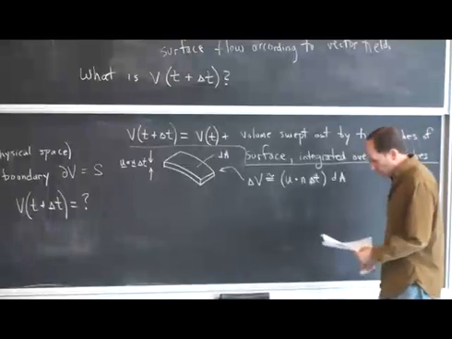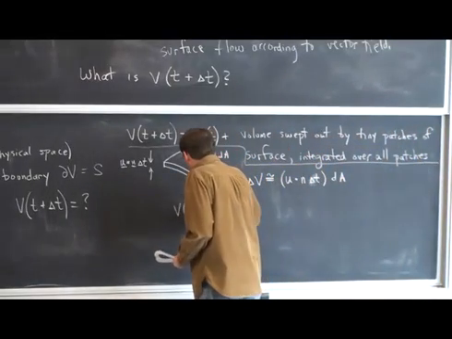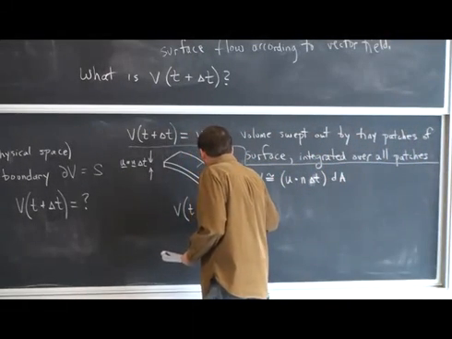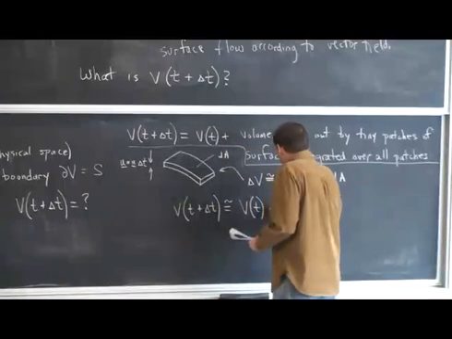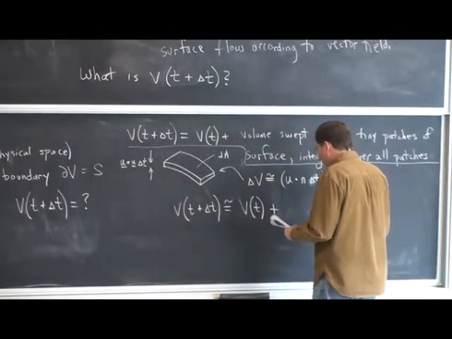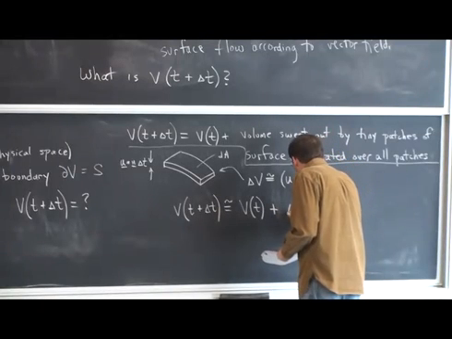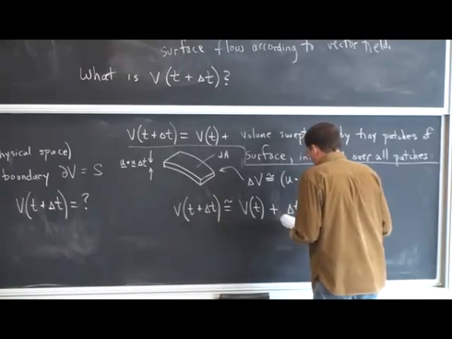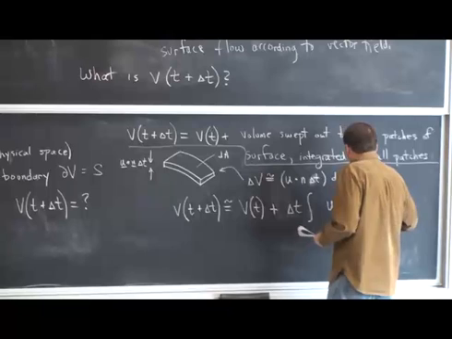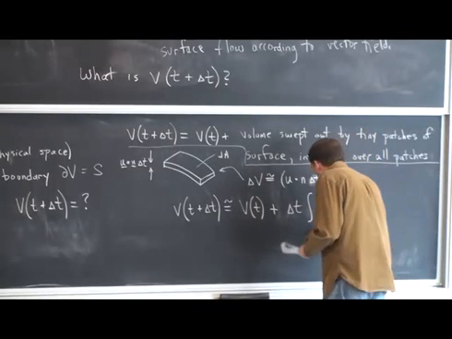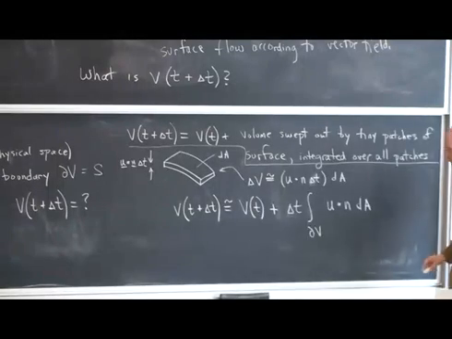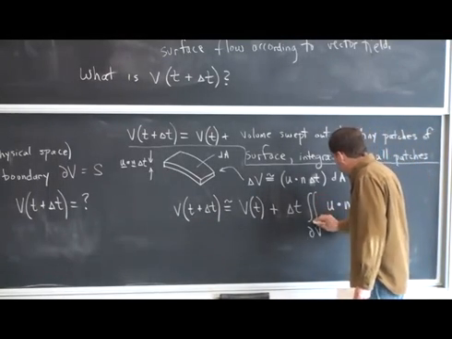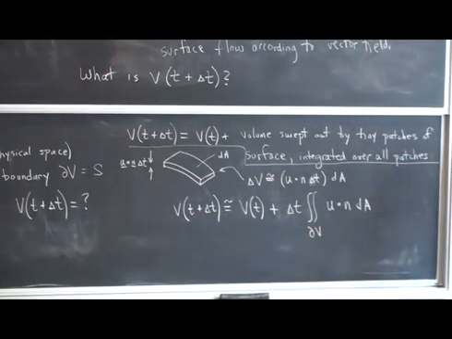And so the heuristic argument that I'm trying to give is to say that V at time t plus delta t will be approximately V at the original time t plus integrate all these little contributions. So the delta t comes outside the integral, and I get U dot n dA. I've integrated now over the whole surface boundary of V. If you're used to thinking in multivariable calculus, this is actually a double integral. Right, it's a surface integral.